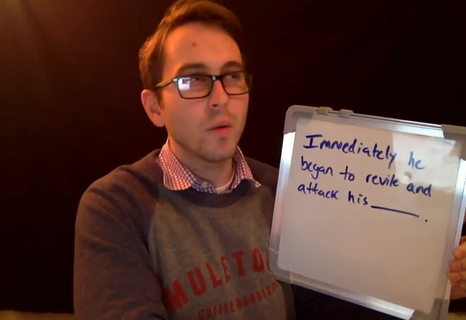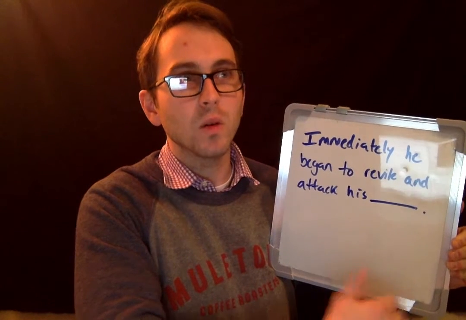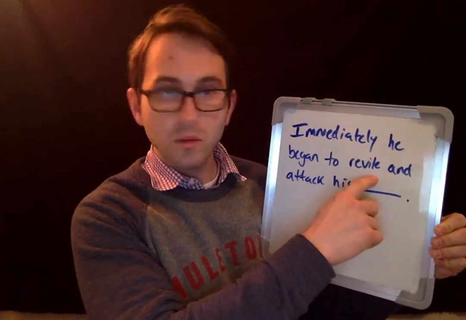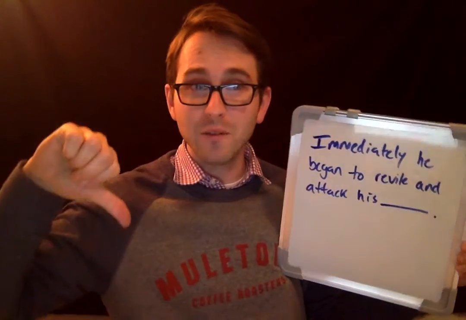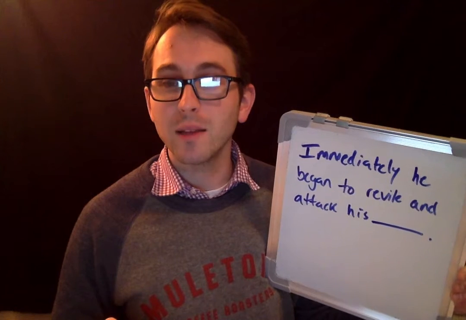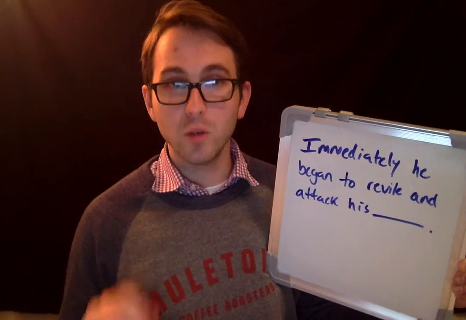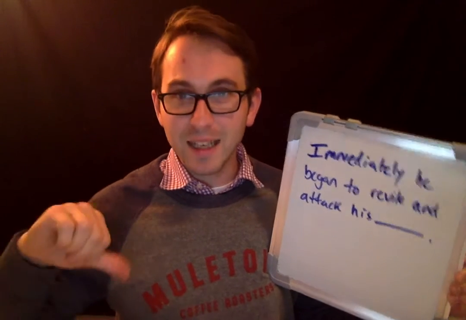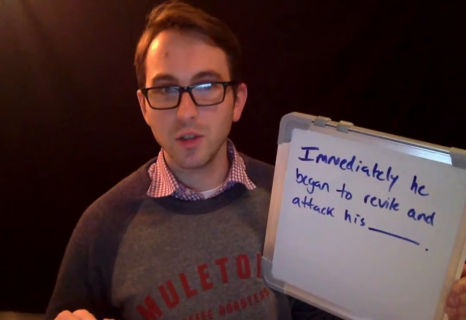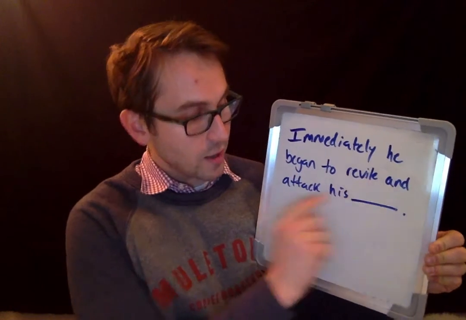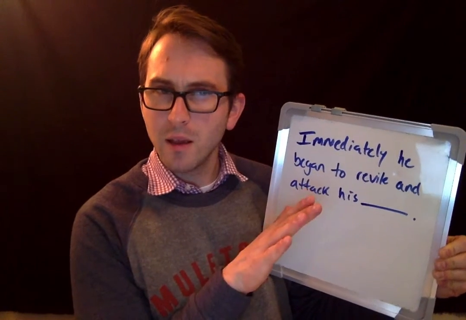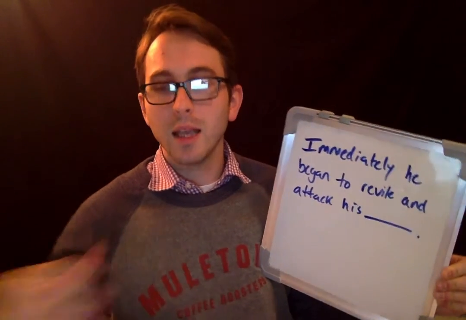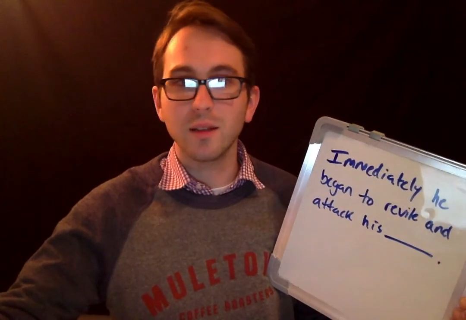Now, why would we know that enemy could be the correct answer here? Well, to revile and to attack, those are both negative things. You don't do that to a friend or a family member. You do this to someone that is your enemy or is a negative. It's a negative connotation. So we begin to revile and attack. We know it's a bad thing. So naturally we would be led to some words like enemy. Very good, Julia. You were able to get that correct.